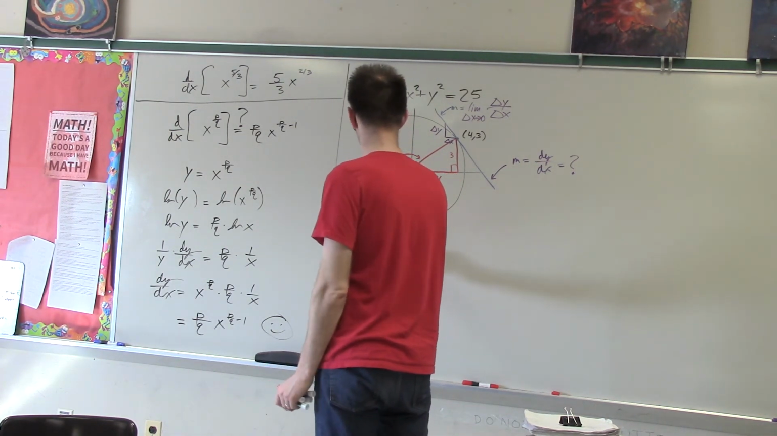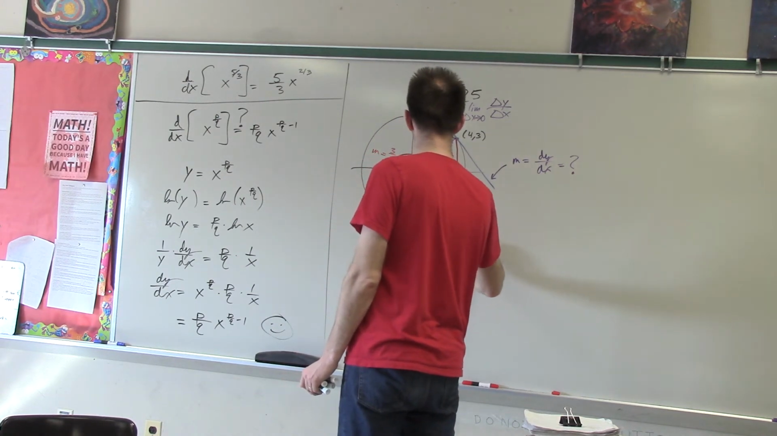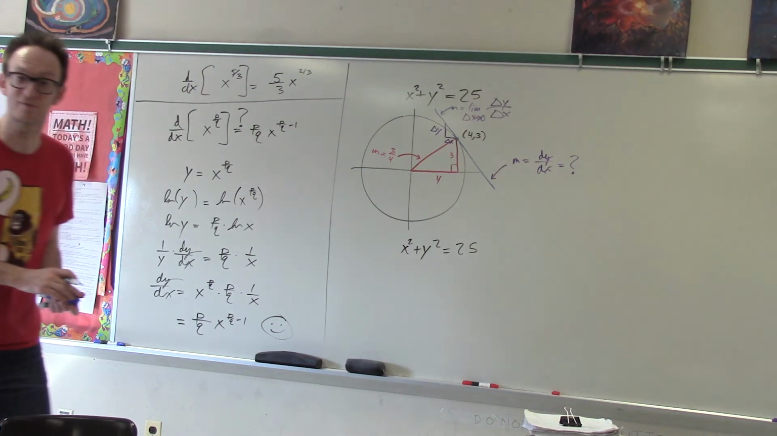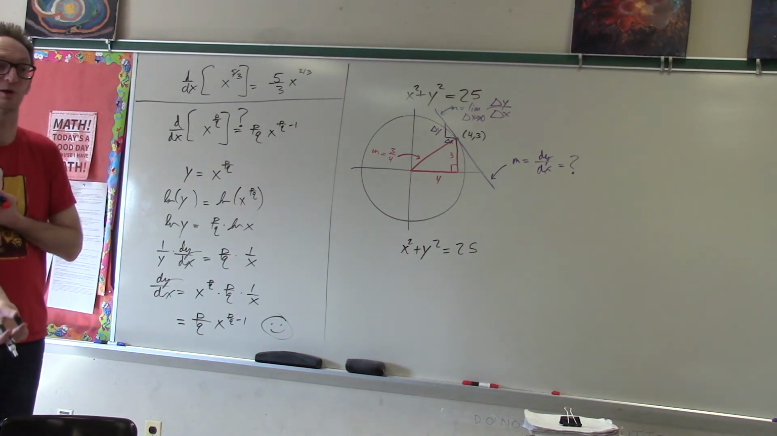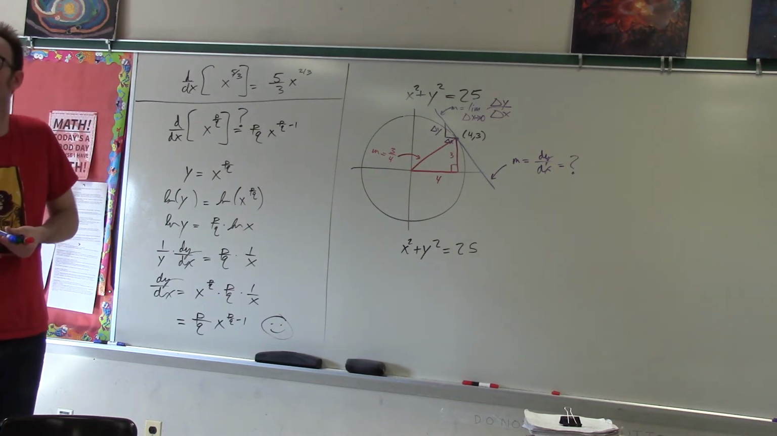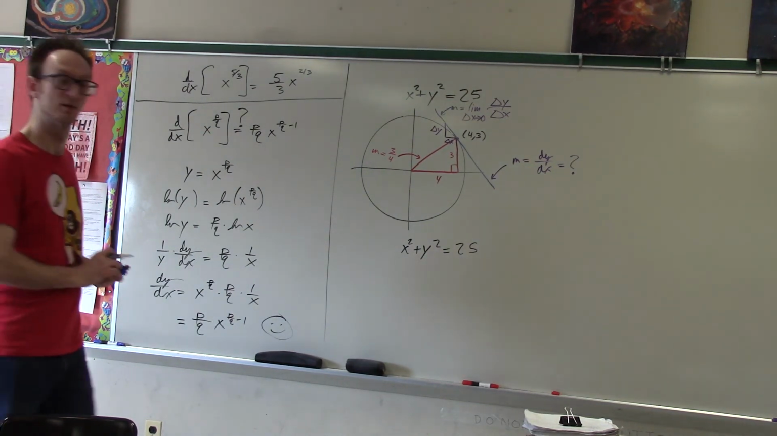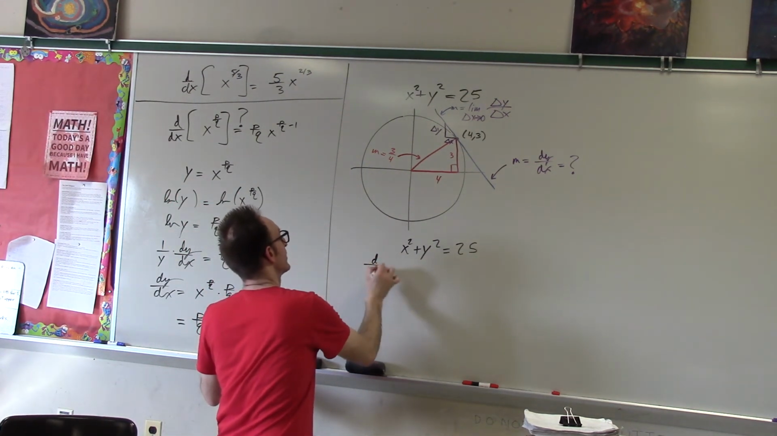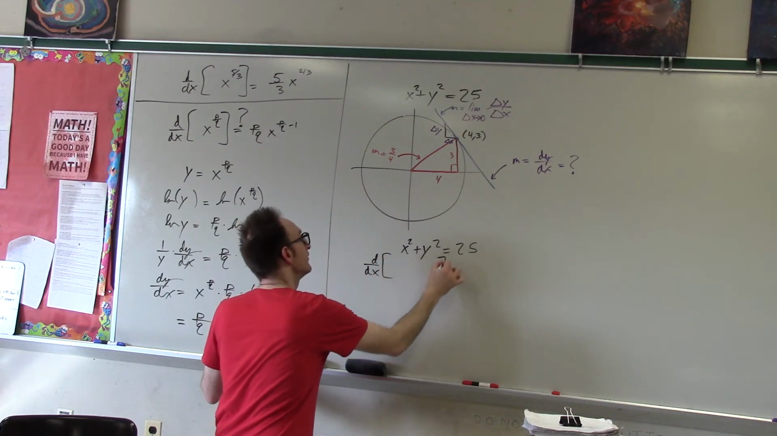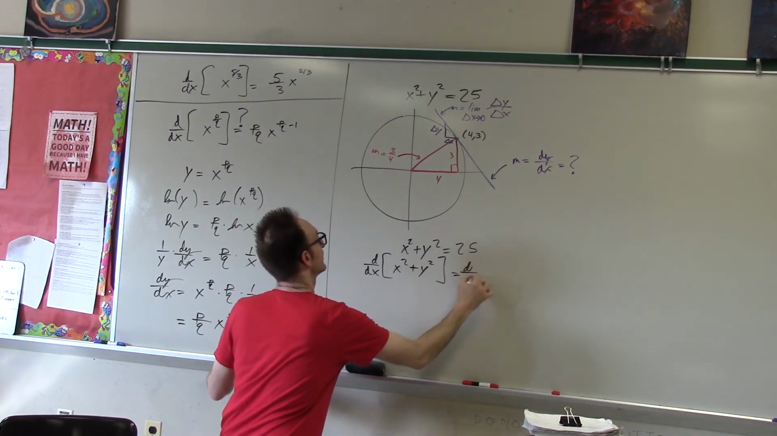implicit differentiation. I'm just going to take the relationship x squared plus y squared equals 25, which is a relationship that the variables x and y have with each other. And I'm going to differentiate both sides of this relationship with respect to x. So we're going to take the derivative with respect to x of both sides of this equation. Are you prepared for this?